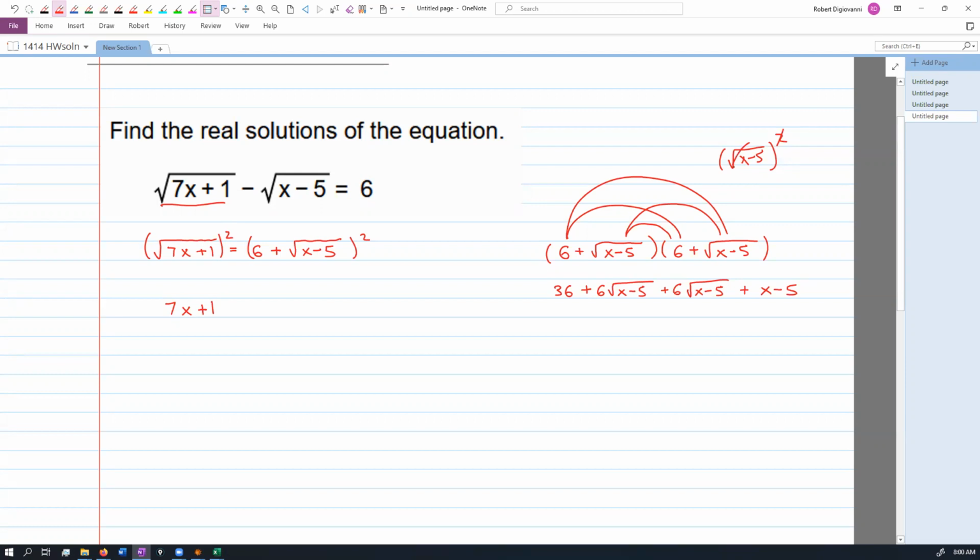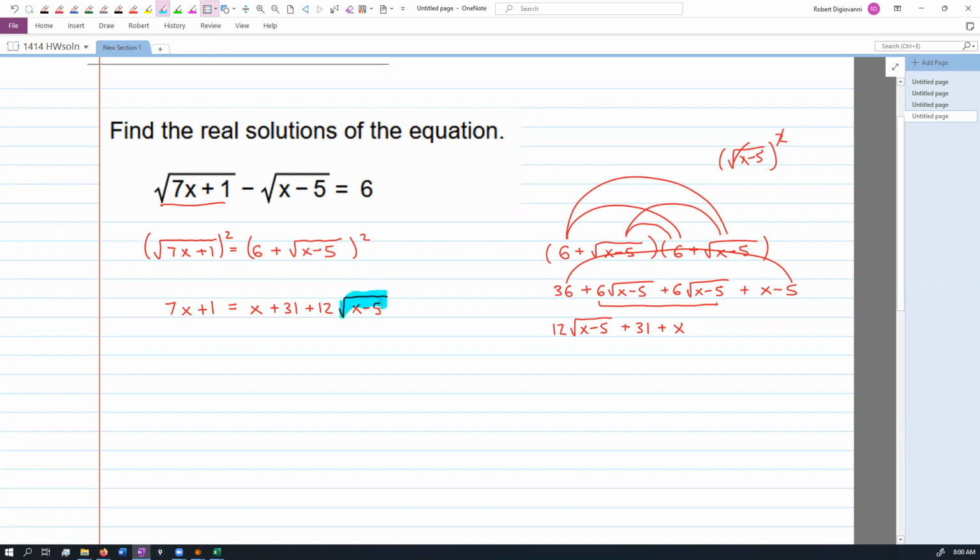Here, we can combine these two together. So we have 12 of those roots. 36 take away 5 is 31, and then plus x. It doesn't matter what order you write this in, but I'll just do it like that.